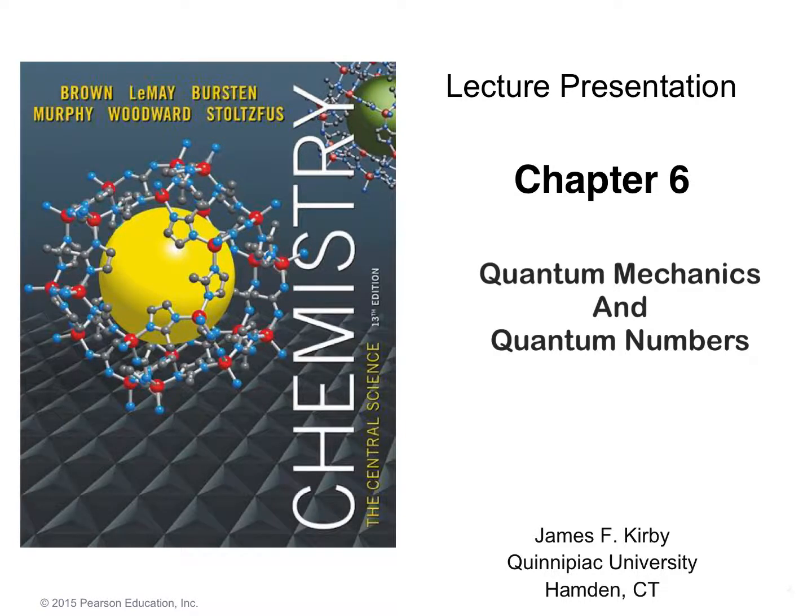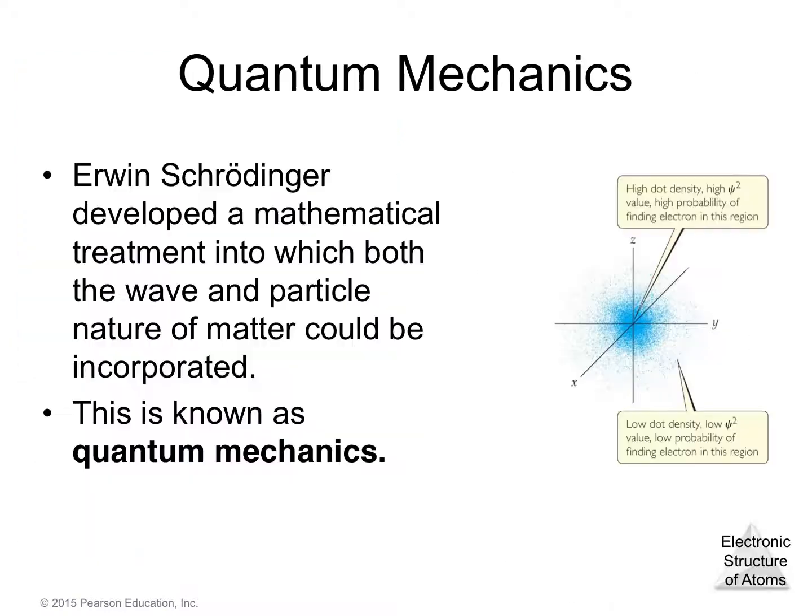This video is going to discuss the quantum mechanical model of the atom and quantum numbers. We ended the previous video with the Heisenberg uncertainty principle, which said that we can't know the exact location of the electron, so that really shifted the way of thinking for chemists.